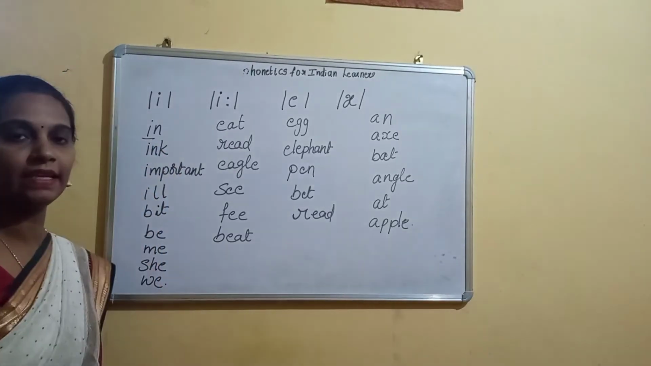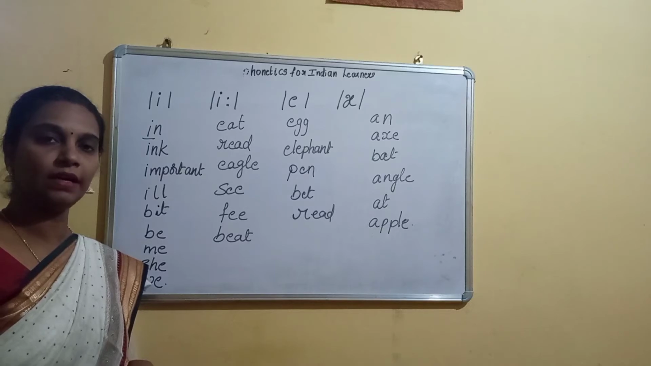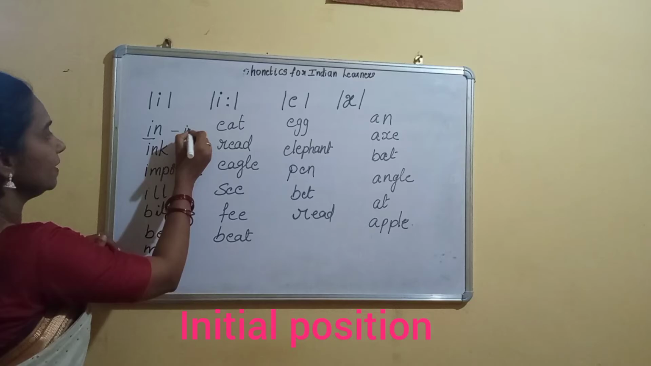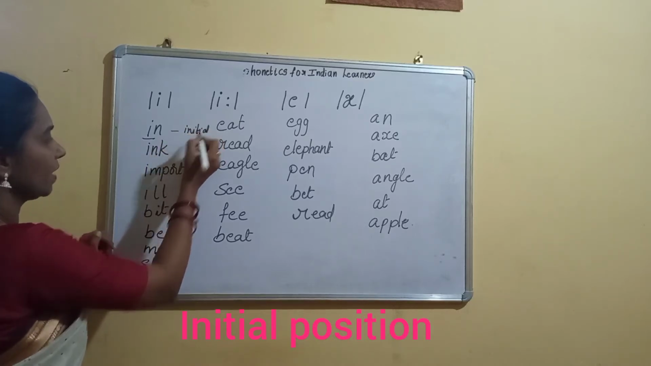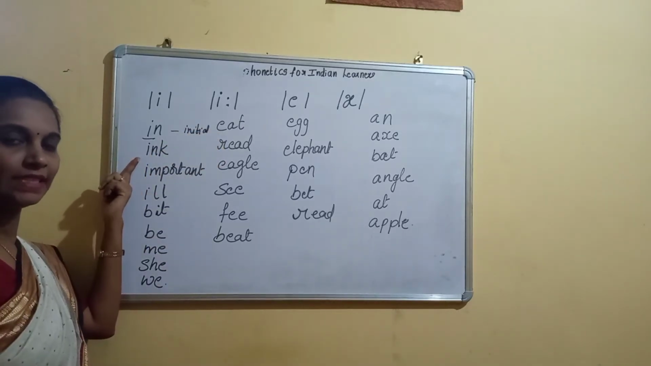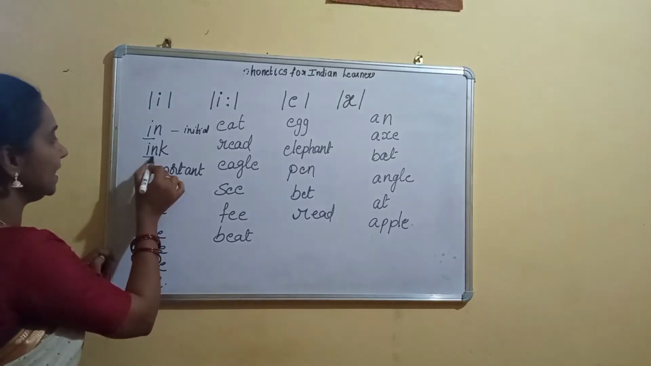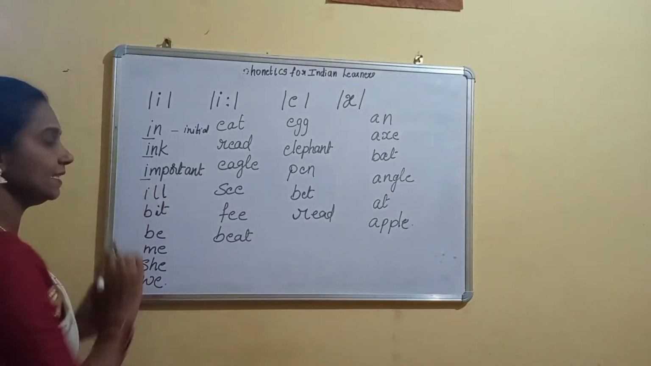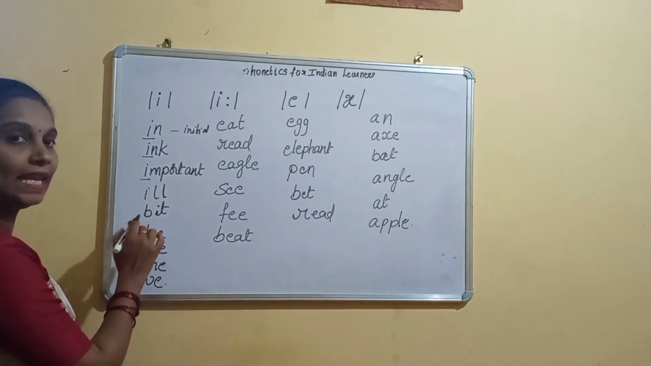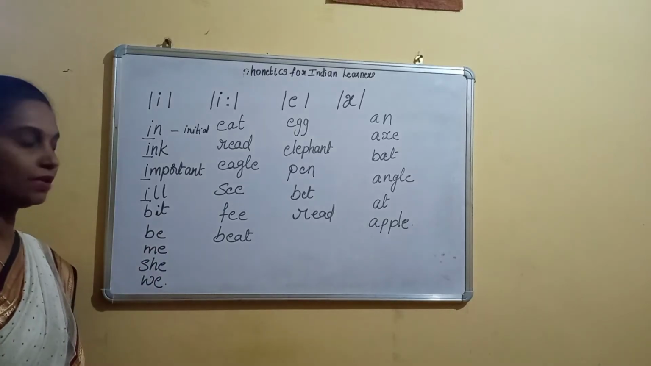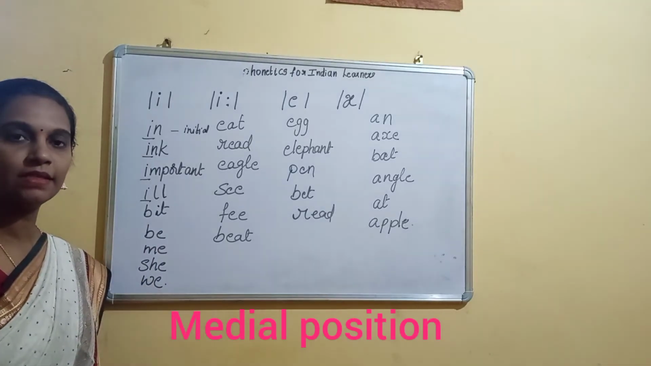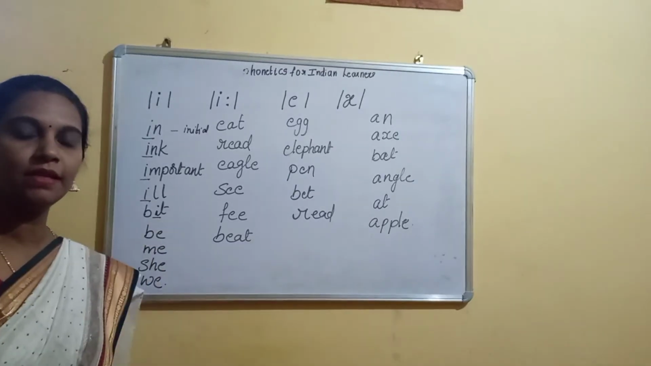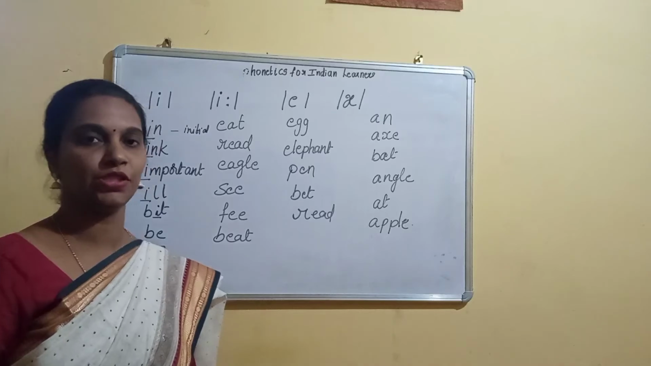So in the word in, in which position does the sound occur? In the initial position. The word ink. Yes, you are right. It is in the initial position. Important. Yes, it is in the initial position. Ill. Initial. In the word bit, where does the sound occur? Yes, it is in the middle, so it occurs in the medial position.